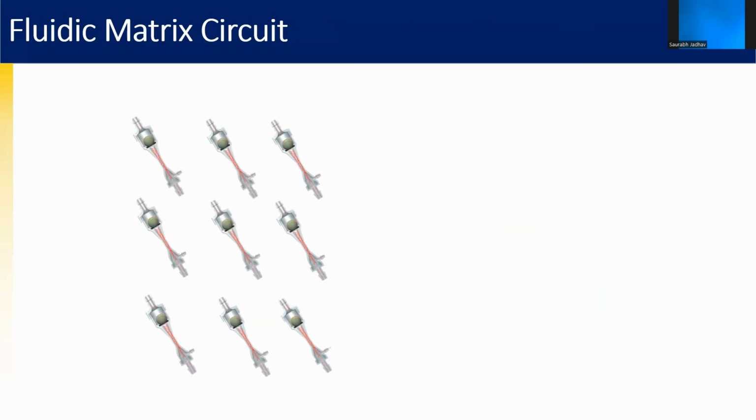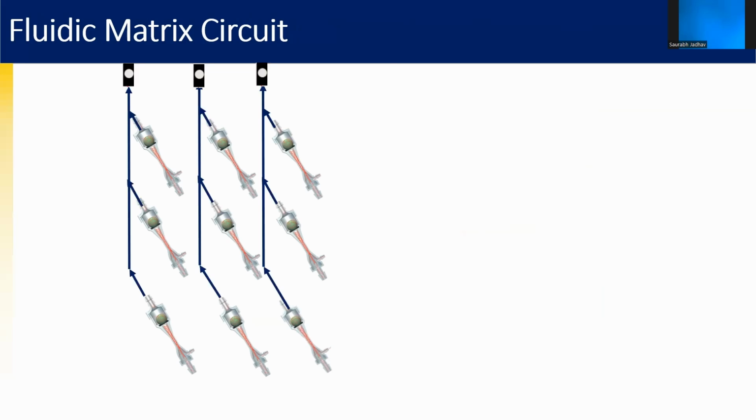Thus, when these fluidic logic modules are arranged in a 2D matrix with all outlets connected together along the column and all the inlets connected together along the row, we get a fluidic matrix circuit that is capable of addressing multiple independent actuators using a limited number of solenoid valves. In this case, we are able to address 9 actuators using 6 solenoid valves.